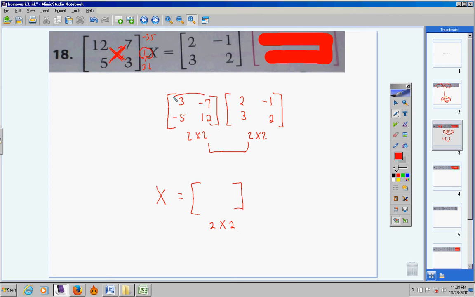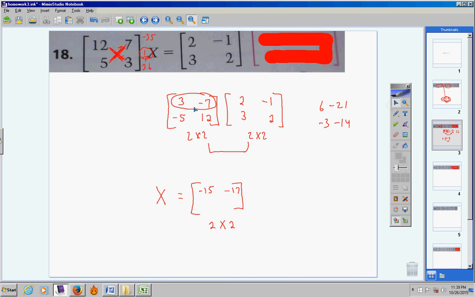Okay, we take this row here times this column, so first times first is 6. Next times next is negative 21. Combine, negative 15. Now take this row times this column. First times first, negative 3. Next times next, negative 14. Combine, and you'll get a negative 17.